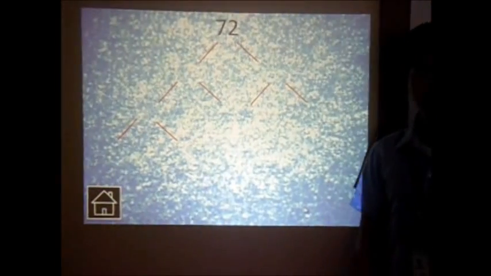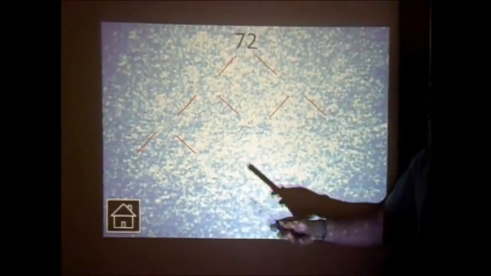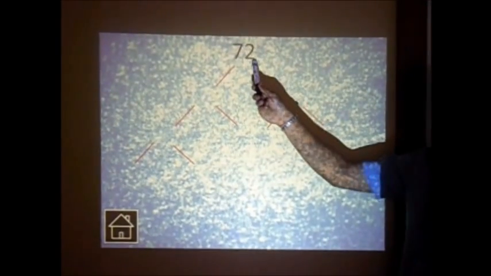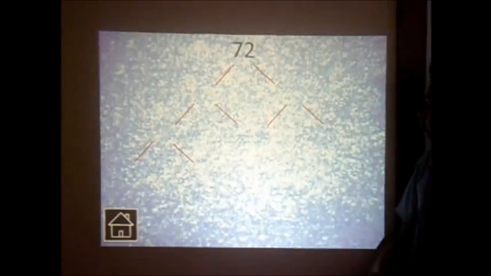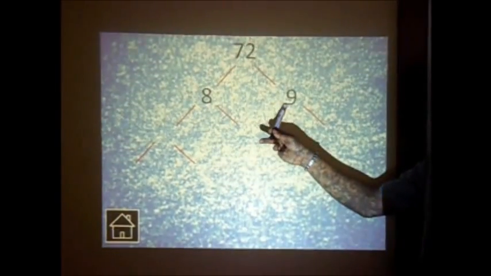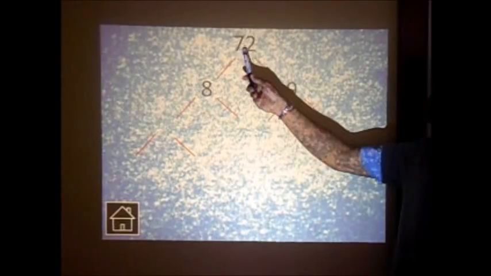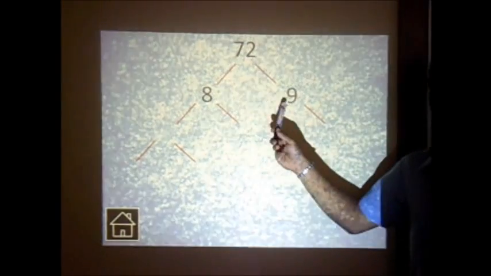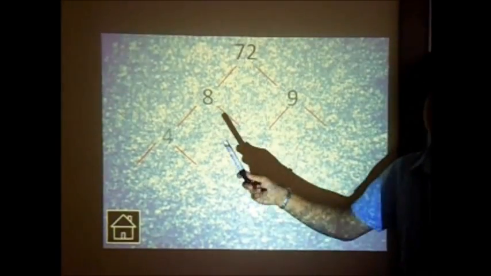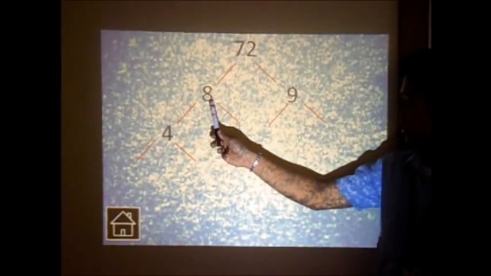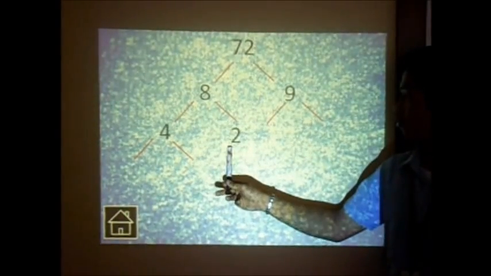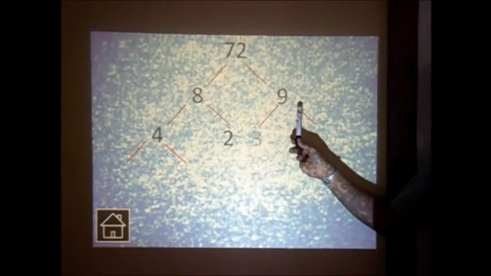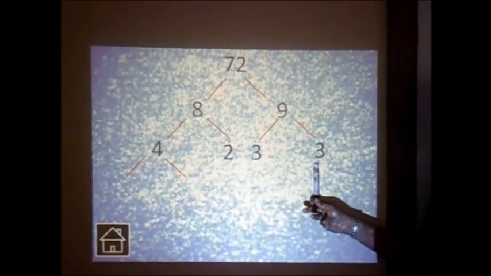So we do the three method. For 72, we think of the numbers that are factors of 72. So we get 8 and 9, since 8 times 9 is 72. Since 8 and 9 are factorable, we get their factors. The factors of 8 are 4 and 2, and the factors of 9 are 3 and 3.